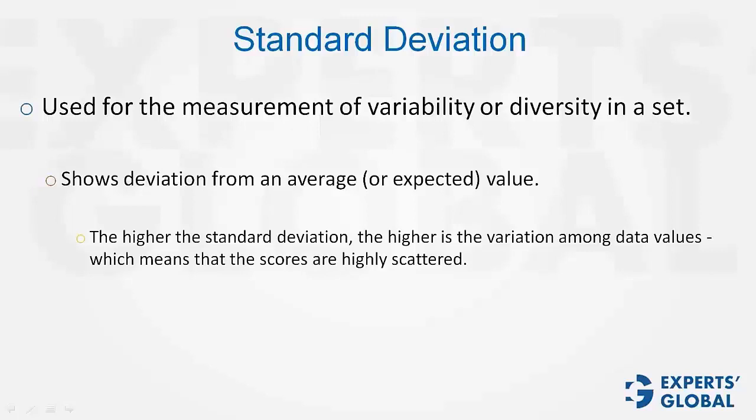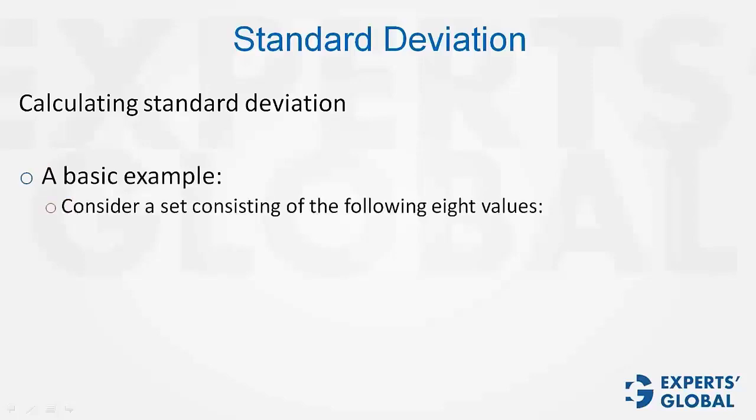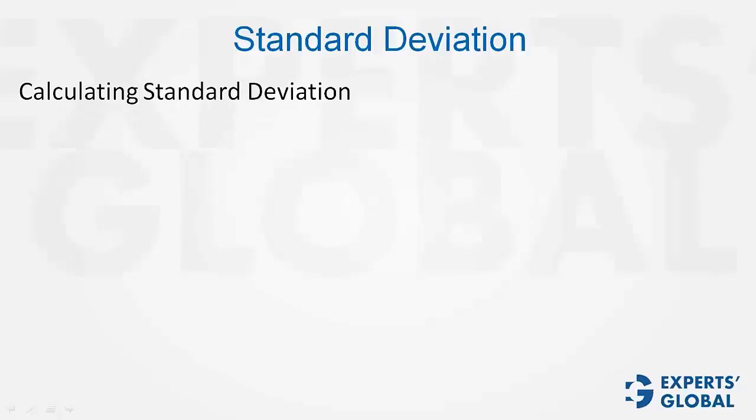Calculating standard deviation. See, GMAT will never ask you to calculate standard deviation, but the questions based on it would require you to have a basic idea of how standard deviation is calculated. So let's take a basic example. Consider a set consisting of the following 8 values. These are the values. Now let's go about calculating the standard deviation.